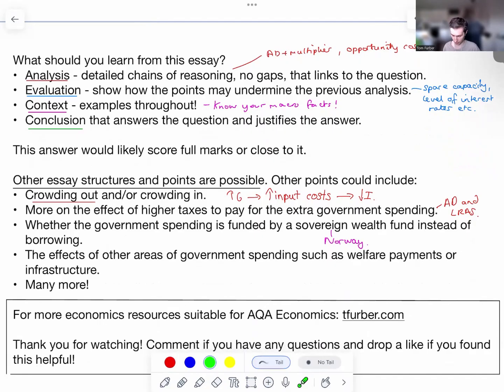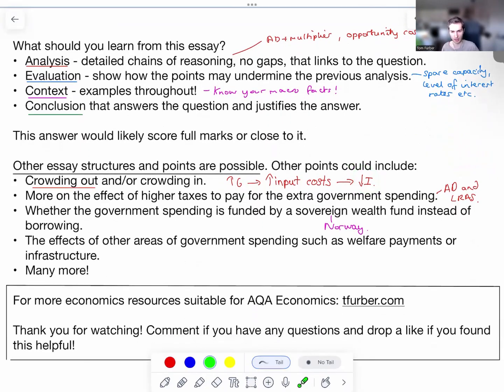So crowding out is where you have an increase in government spending, say building hospitals, then there's more demand for the inputs needed to build the hospitals, such as concrete. And that increases input costs. And that's going to mean it's costlier for private firms to do their own construction projects, which would reduce investment. You could have more on the effects of higher taxes to pay for the extra government spending, how this could reduce AD and LRAS if you increase income tax, for example.